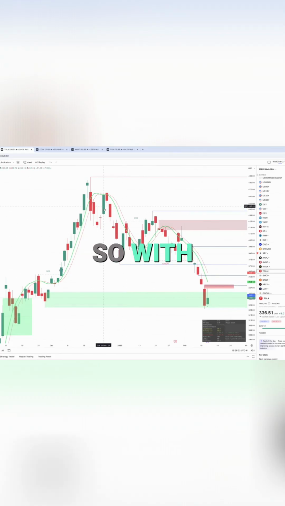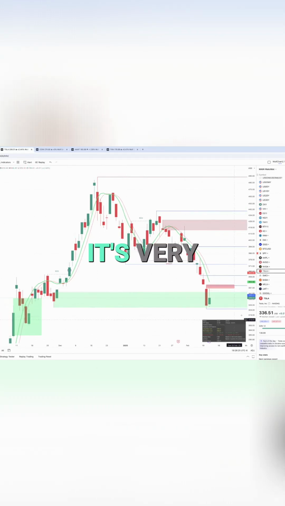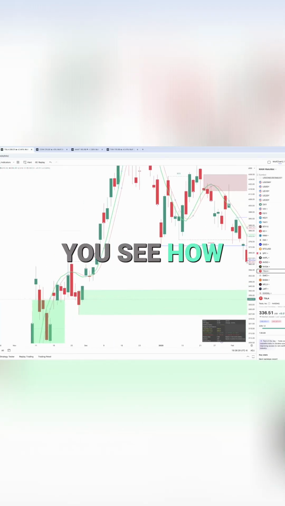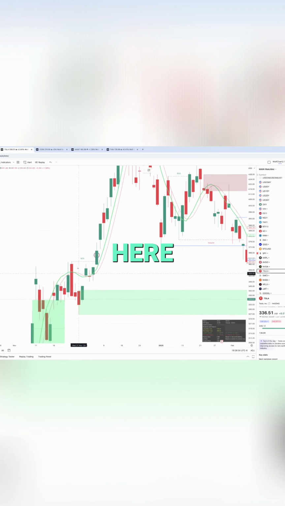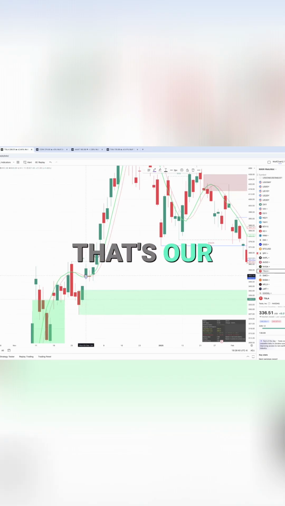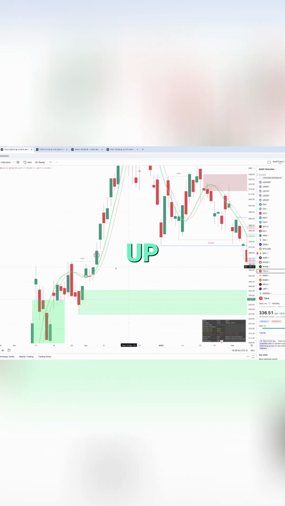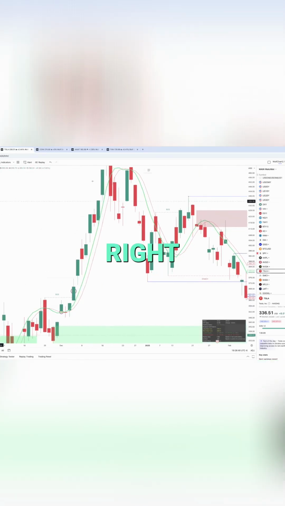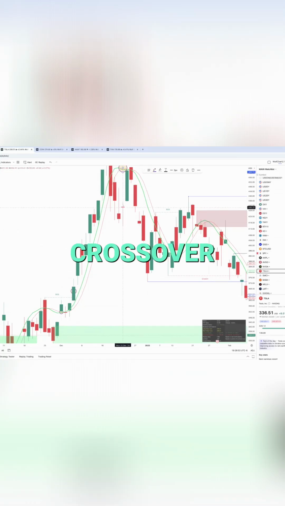So with options, since we have time decay, it's very important that we can actually time our entries correctly. Just like here, you see how, let me get the circle tool. When we did this crossover here, we crossed over at this candle here, right? That's our crossover. And then you see once we got that crossover, it timed our push up accurately to here, right? We also had a crossover right here.